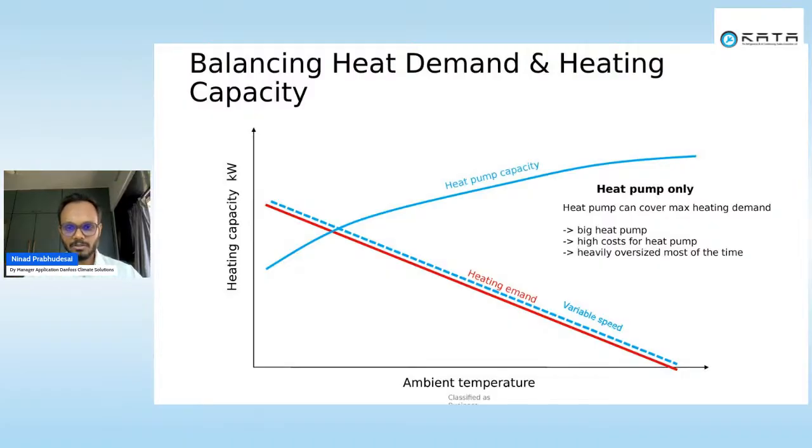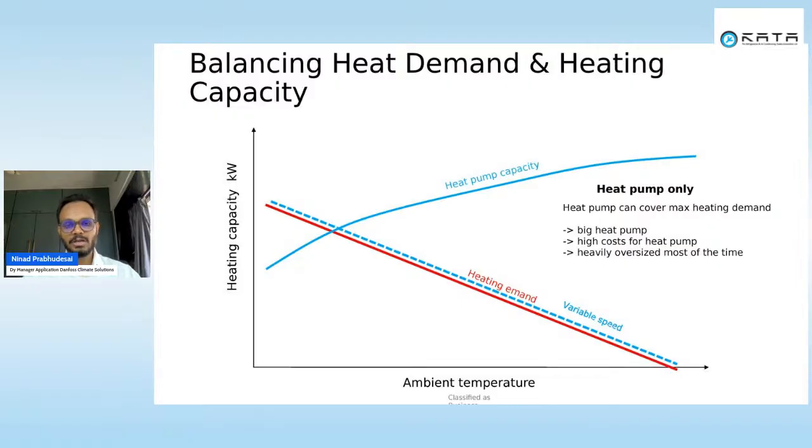You can see on this graph, whenever your ambient increases, your heating demand reduces, but the heating capacity of the heat pump increases, because here your ambient controls the evaporating side of the heat pump. So ambient increases, evaporating increases, your heat pump capacity increases, and vice versa. To meet this lower ambient capacity, we are unnecessarily designing this heat pump in a bigger size. But at the rest of the time, it is not actually required.